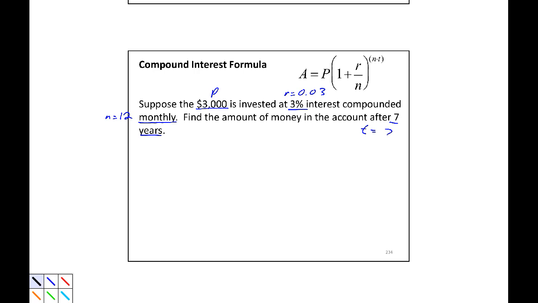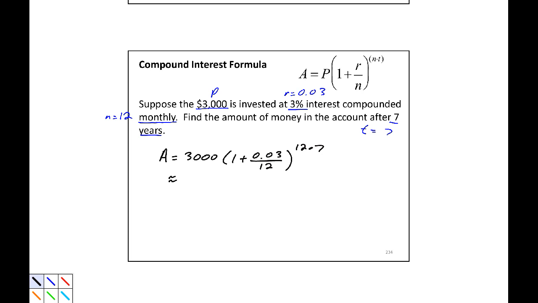So filling this information in, I have A equals P, that's 3,000, parentheses, 1 plus rate 0.03 divided by N, which is 12, close parentheses. And all of that is raised to the 12 times 7, N times T power. Now, this is money, so we are going to round to 2 decimal places.